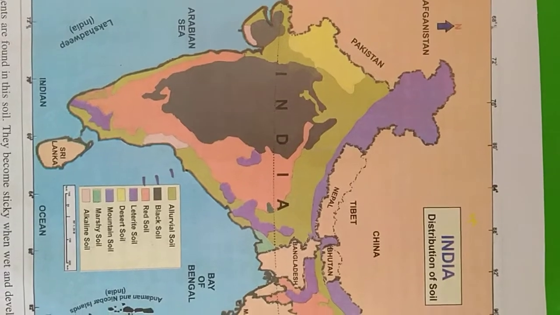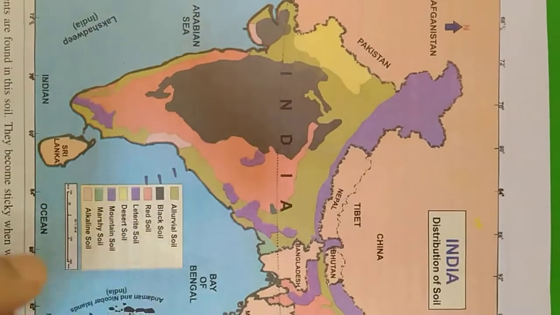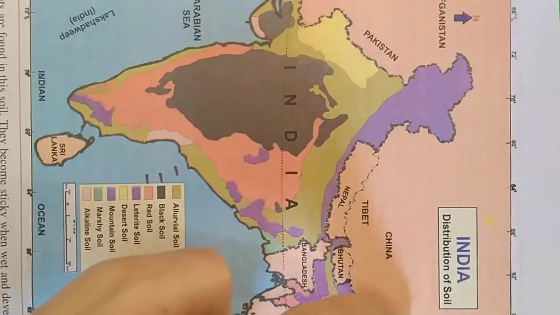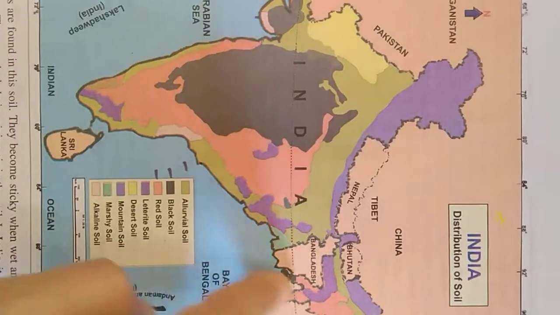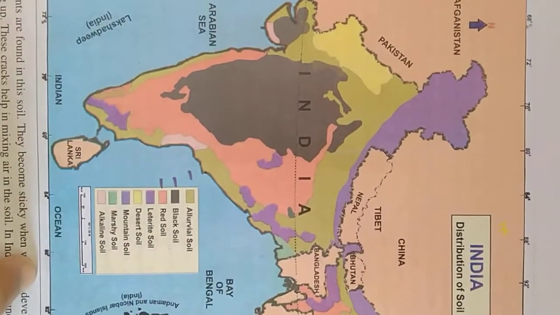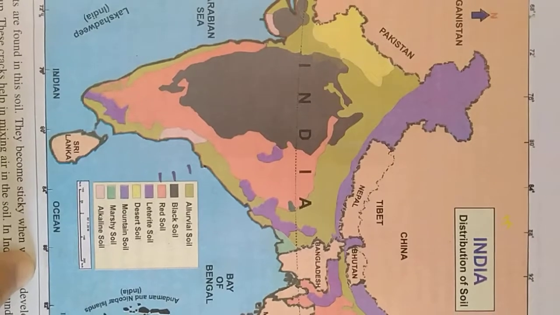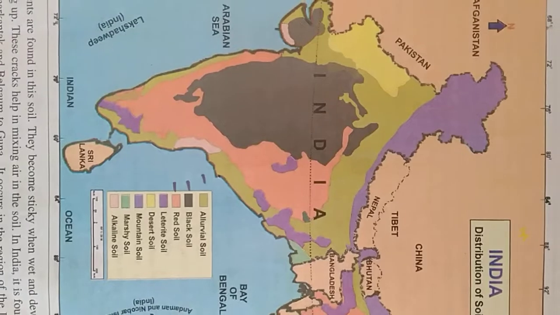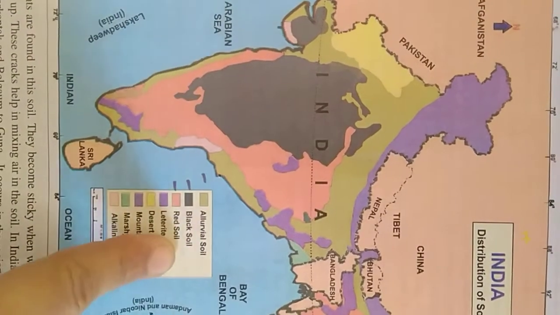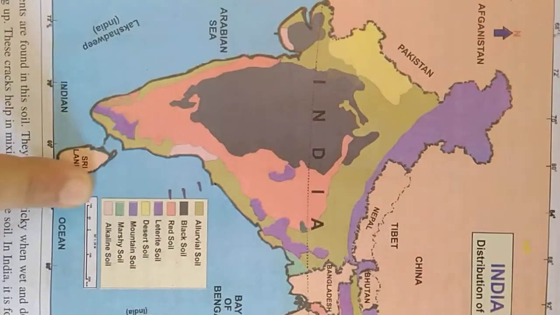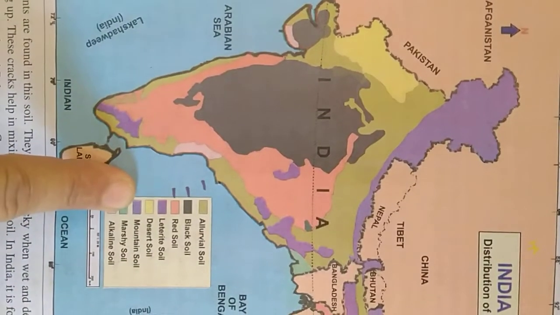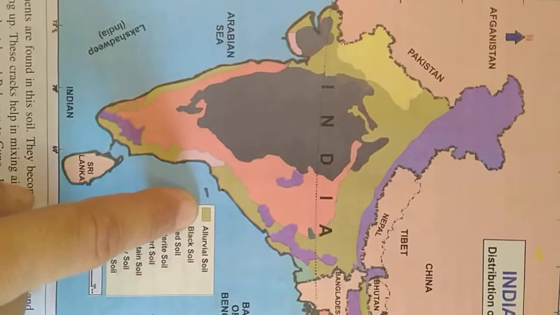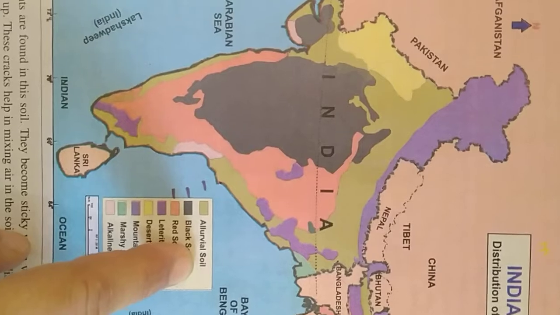So my dear students, you can see this is a map of India, and with the help of this map we are going to understand clearly the distribution of soil. So you just go to the index. There are different colors which have been given to the different soils. The light green is what? Alluvial soil.